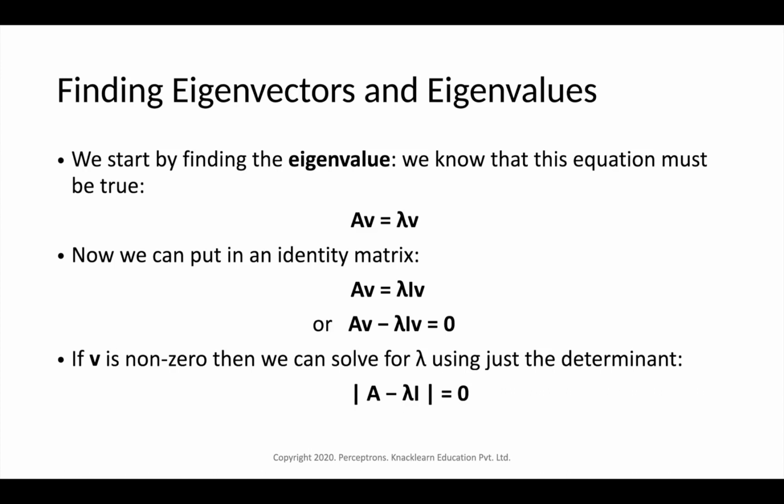So here we can also write it as Av − λIv = 0, by bringing everything to the left hand side. If v is non-zero, if the eigenvectors are non-zero, then we can solve for lambda using just the determinant. So we can find the eigenvalue by finding the determinant, that is, the determinant of A − λI is equal to 0.